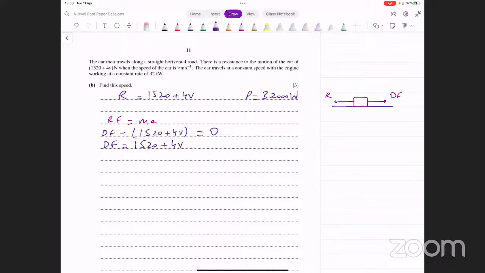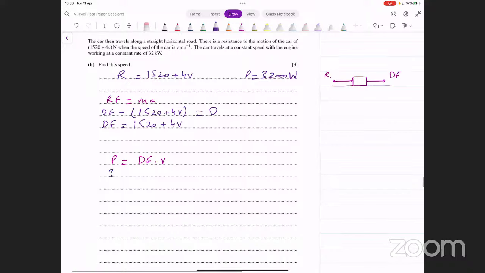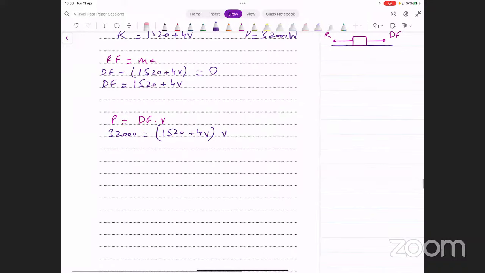Now what do we get from this? ये आपके पास ड्राइविंग फोर्स आ गई. ड्राइविंग फोर्स है, पावर है, आपको वेलोसिटी निकालनी है. आप पावर और वेलोसिटी वाला फॉर्मूला यूज कर लें. पावर इक्वल्स ड्राइविंग फोर्स इनटू वेलोसिटी. जस्ट इनपुट वैल्यूज देयर. पावर इज 32,000 equals driving force, which is 1520 plus 4v whole multiplied by v. यहां से आपके पास v की वैल्यू आ जाएगी. ये देख लें क्या आता है.